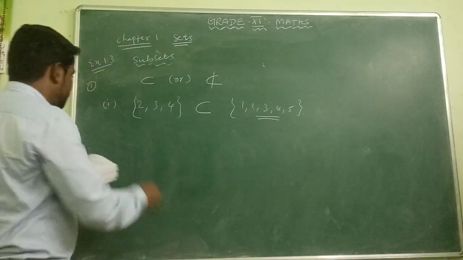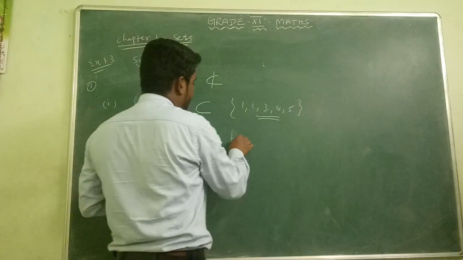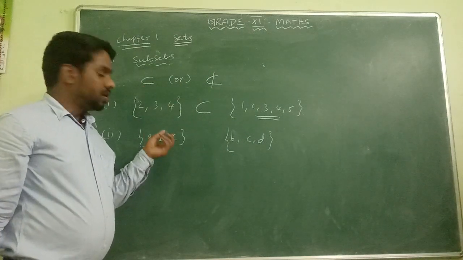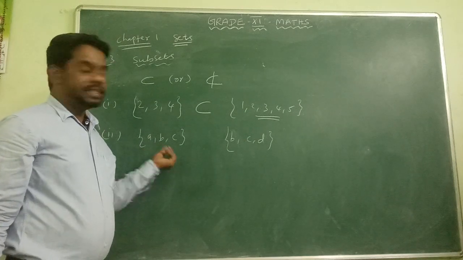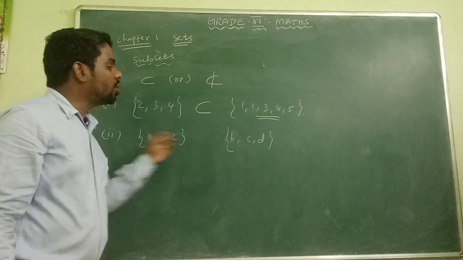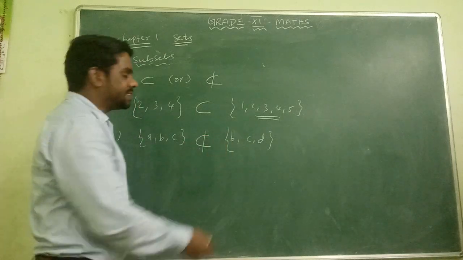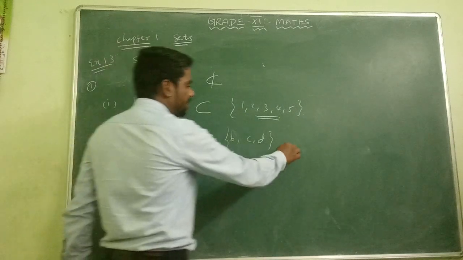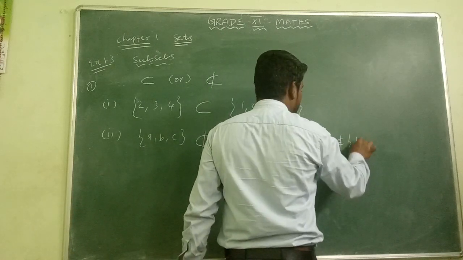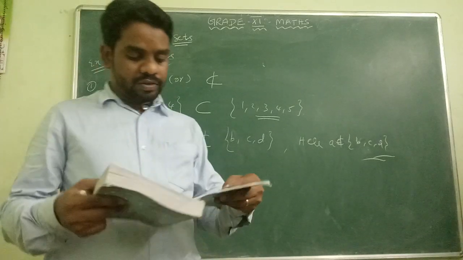Second question: the first set is A, B, C and the second is B, C, D. Listen students, using the symbol subset or not subset. The first set has 3 elements A, B, and C. These 3 elements do not all belong to the second set. Only B and C belong to the second set. A does not belong to the second set. So the first set A, B, C is not a subset of the second set B, C, D. So the second question answer is not subset.